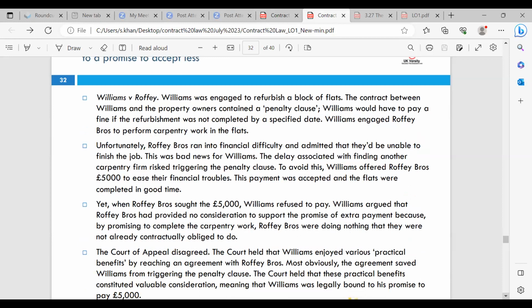Williams engaged Roffey Brothers to perform carpentry work in the flats. Unfortunately, Roffey Brothers ran into financial difficulty and admitted that they'd be unable to finish the job. This was bad news for Williams. The delay associated with finding another carpentry firm risked triggering the penalty clause. To avoid this, Williams offered Roffey Brothers £5,000 to ease their financial troubles. This payment was accepted and the flats were completed in time.